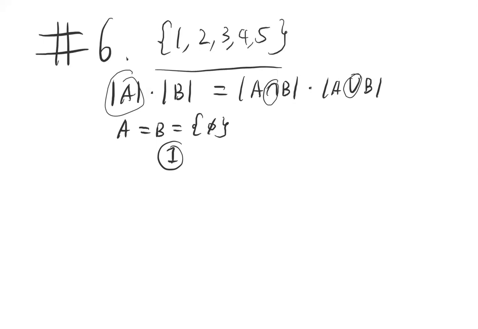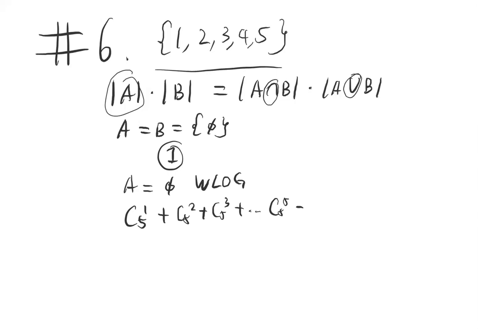So if A is empty, without loss of generality, then B can be whatever it wants to be. It can have 1 element, 2 elements, 3 elements, 4 elements, or 5 elements. So we have 5C1 plus 5C2 plus 5C3 all the way to 5C5. So we have 2 to the power 5 minus 1, so 31. And it's also the same for when B is empty. So in this case, we have 62 in total.